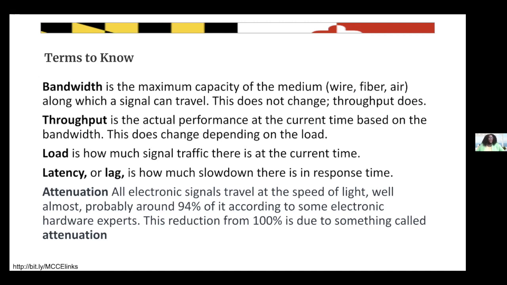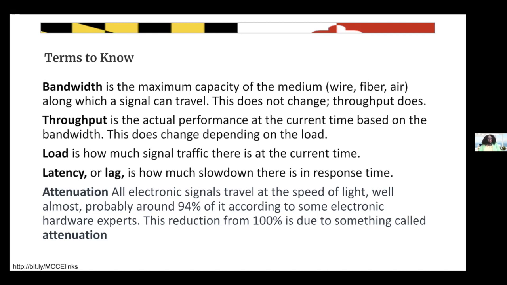And then we have latency, or most people use lag, which is how much slowdown there is in response time. This is a question you could find with a lot of internet information, and what companies are doing now, giving a lag if you overuse your system too much.